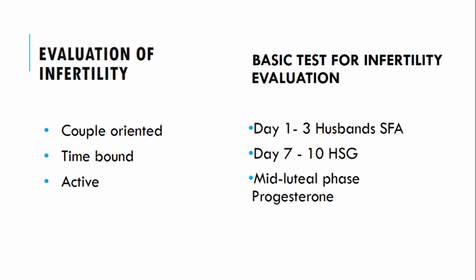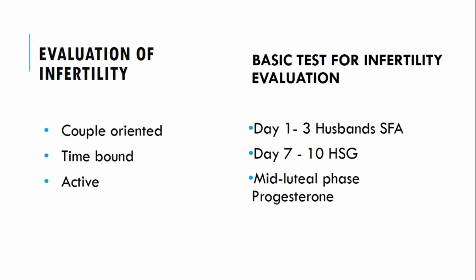For the investigations, we said earlier that it's couple-oriented, it's time-bound, and it should be active. So it's important at this point to first of all counsel the patient that they need the full cooperation of the couple, because each day is representative of a particular investigation. For instance, on day 1 to 3, the husband's seminal fluid analysis is taken. Day 1 to 3 is chosen because at this point the woman will still be menstruating, and that will discourage the husband from having coitus with the wife.